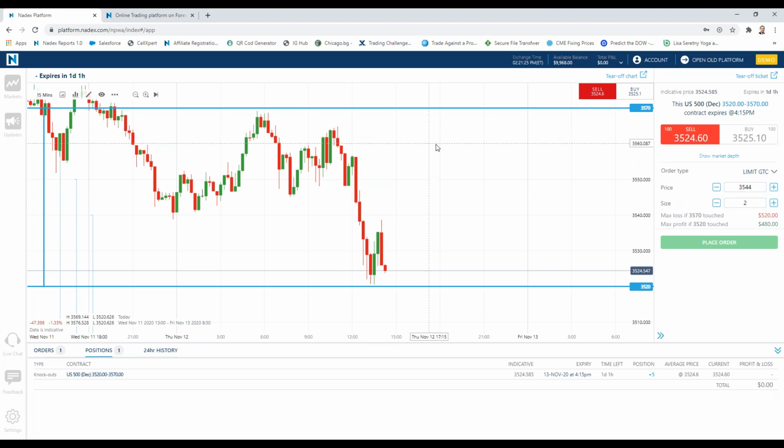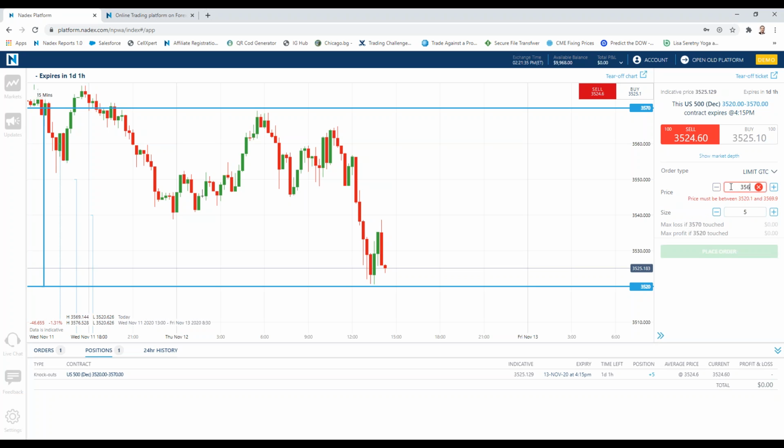Maybe I say, okay, if the market really does catch that, maybe we go up to 35.60. Again, I click on the open position window. I'm going to put in 35.60, and I'm going to take another 2 contracts off.